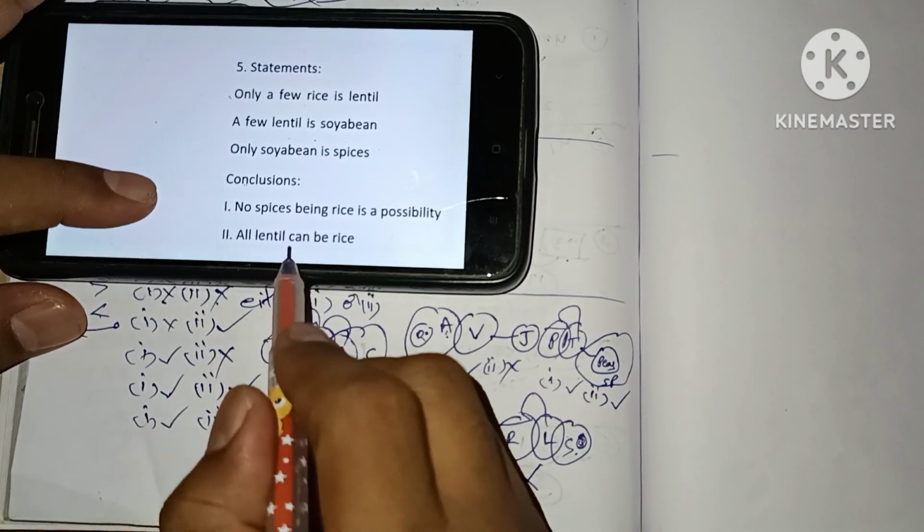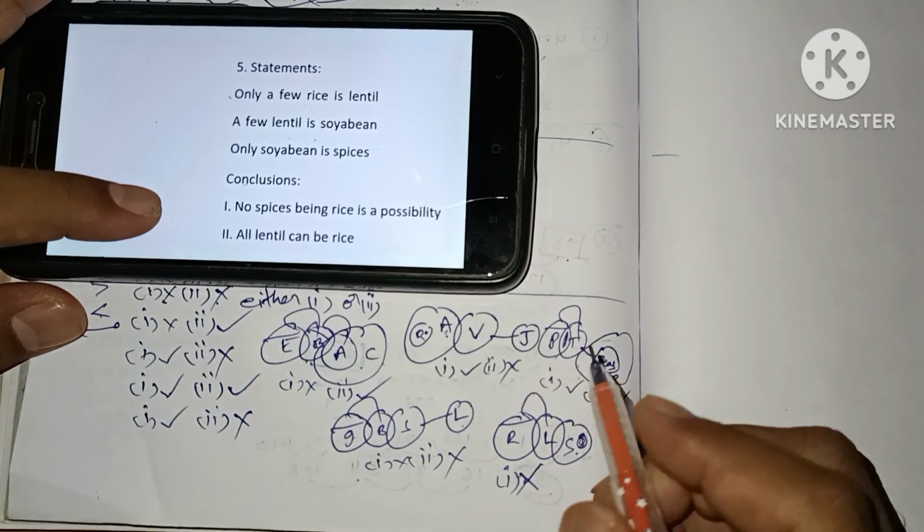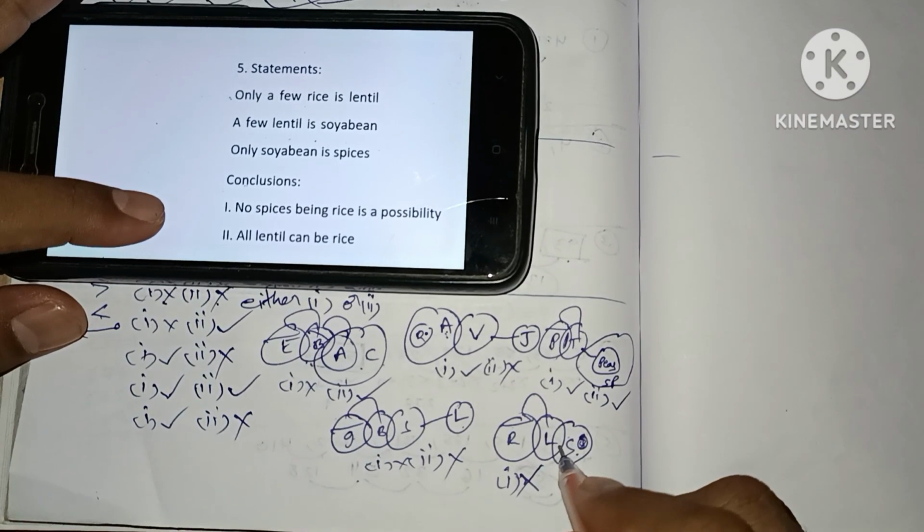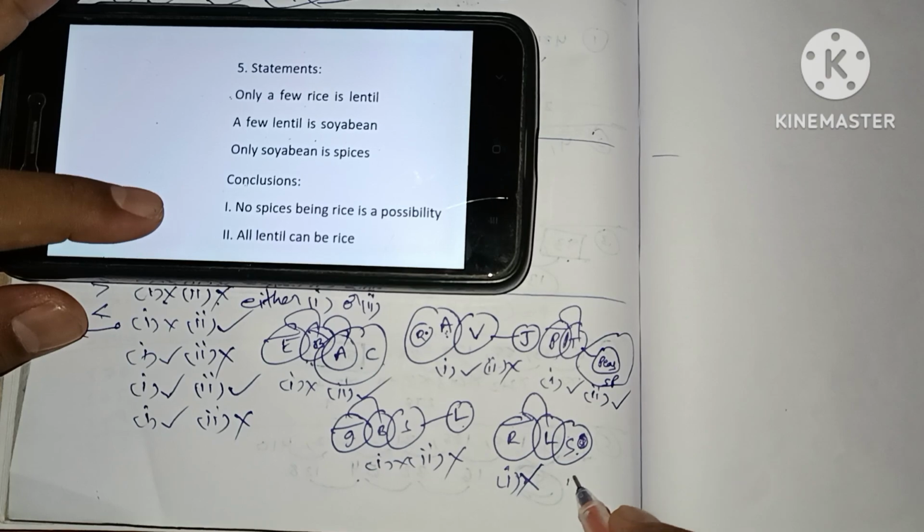Next, all lentil can be rice. So here we see all lentil can be placed inside rice. Yes, it is possible. So the second conclusion is true.